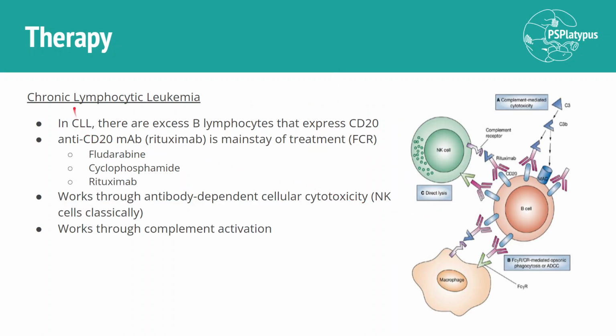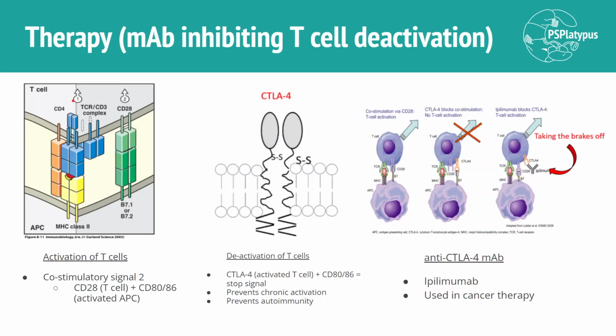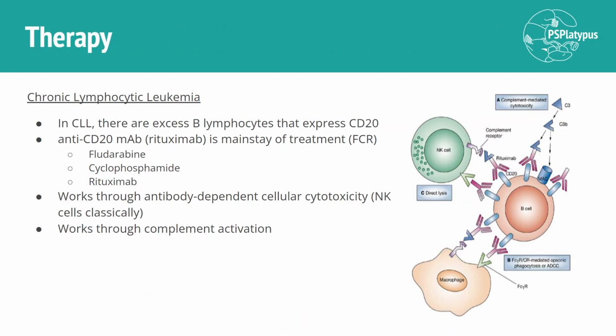We have a couple of examples: rheumatoid arthritis, chronic lymphocytic leukemia, and cancer as the three examples that we want to know. In CLL, this is a leukemia of lymphocytes, so we have a lot of B lymphocytes. These B lymphocytes express a protein on the surface called CD20. Now we can target that. That means that we can now target these B cells by having a monoclonal antibody against CD20, which is rituximab. And it's one of the three therapy regimes, which is FCR, which are these three drugs.